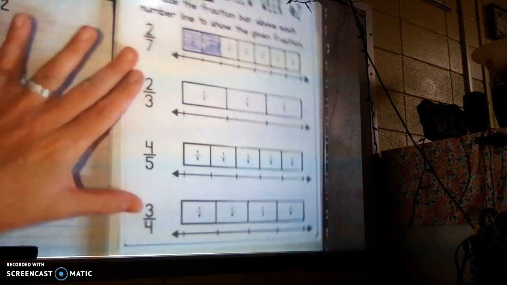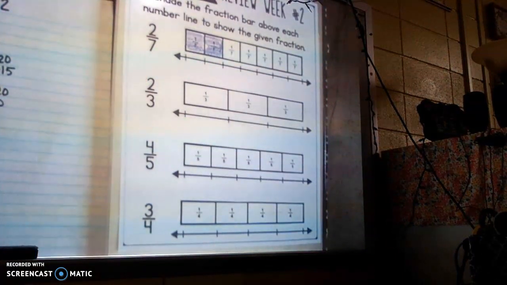You're going to shade those bottom 3 fractions onto those number lines.